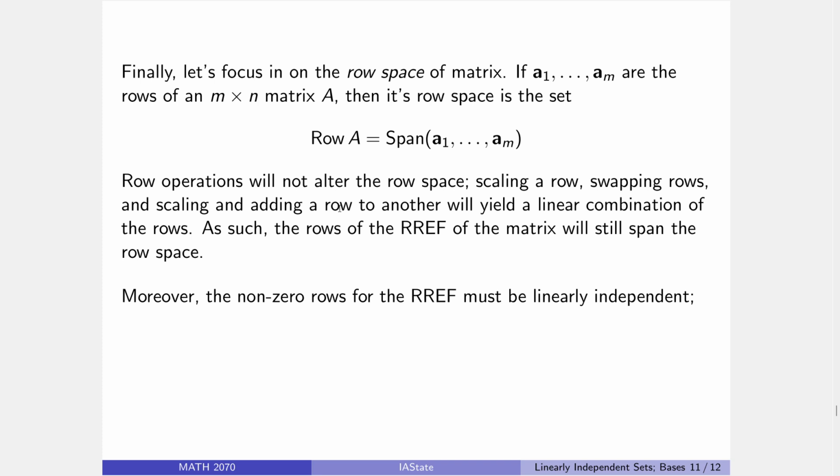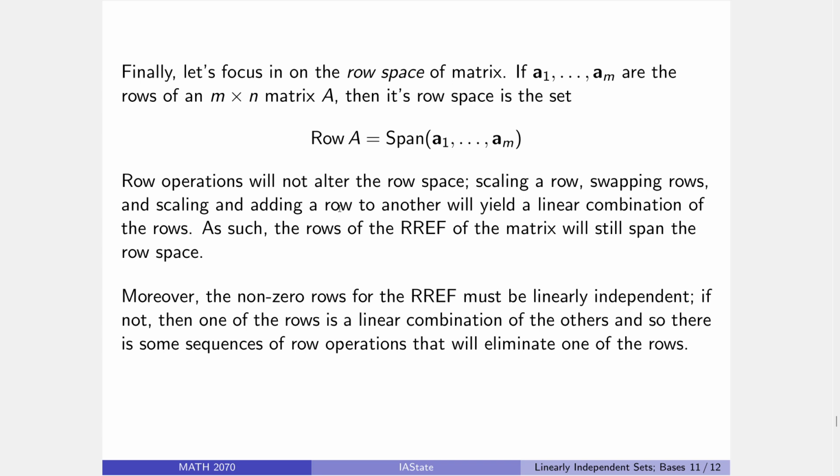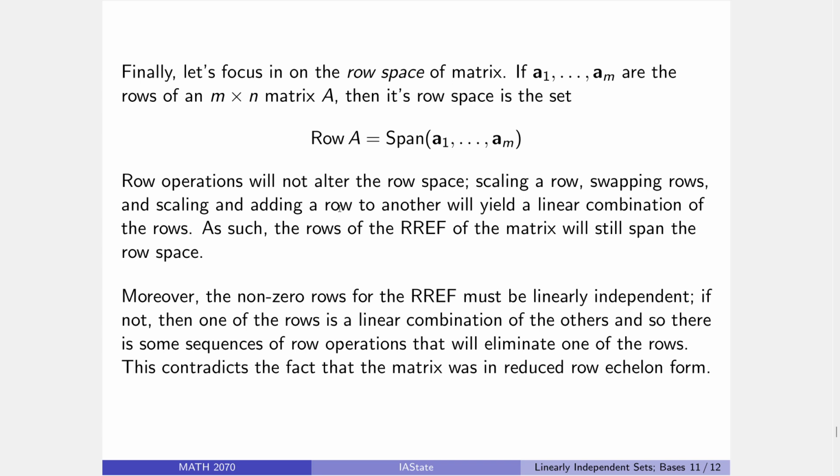Moreover, the non-zero rows of the REF have to be linearly independent. If they weren't, then some linear combo of the rows would equal one of the other rows, and that would allow you to eliminate one of the rows using row operations. But then we wouldn't be in reduced echelon form. If we are reduced, we are reduced. You can't delete an entire row, because if you could, you weren't in reduced echelon form. All right.